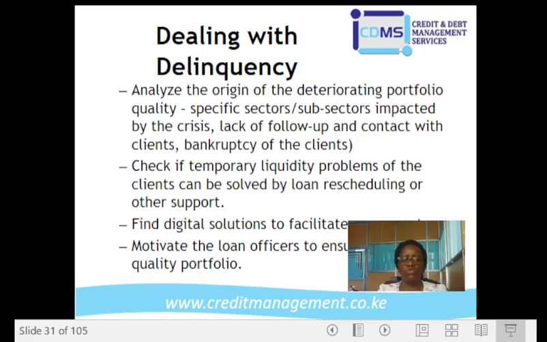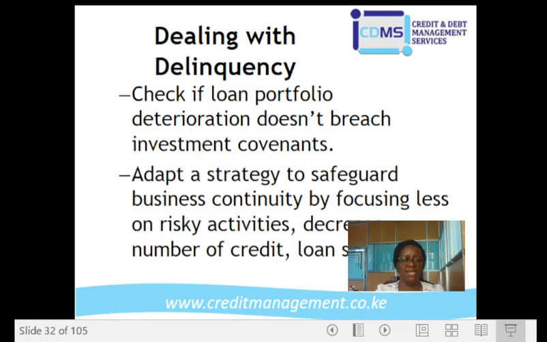Then the other one is also, we say, make sure that you have a digital solution to support timely repayment. Then you motivate the loan officers to ensure focus on quality portfolio. So those are things that we can adopt so that we can be able to handle delinquency in a good way. Then the other one is check if loan portfolio deterioration does not breach investment covenants.